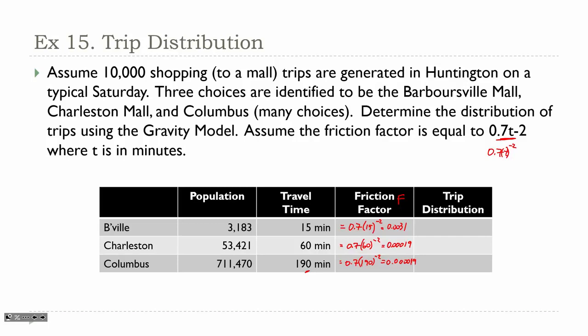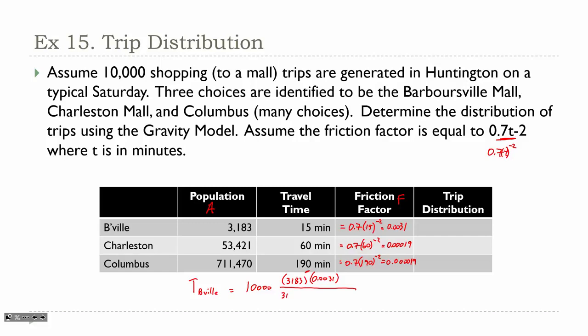So now to calculate the trip distribution, the trips to Barbersville. P in that equation is the total number of trips being generated, which we're given in the problem as 10,000. Then our numerator is going to be A, which in this case is the population. So our A for Barbersville is 3183 times the friction factor for Barbersville, divided by the A and the F for all three.